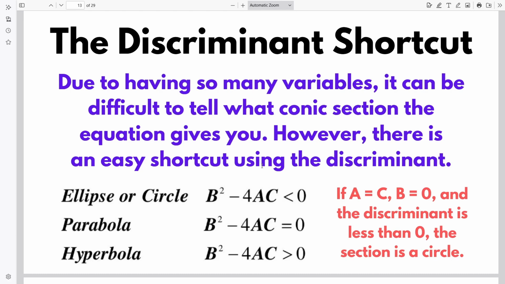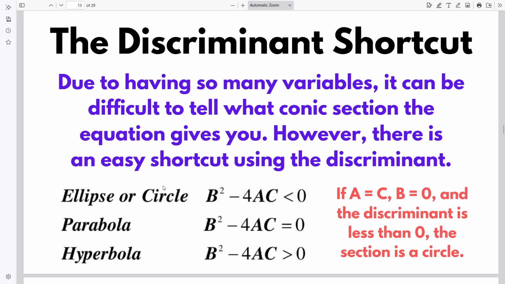Due to having so many variables, it can be difficult to tell what conic section the equation gives you. However, there is an easy shortcut using the discriminant, which is b squared minus 4ac. This also looks familiar if you take algebra, because that is exactly what's under the square root of the quadratic formula.